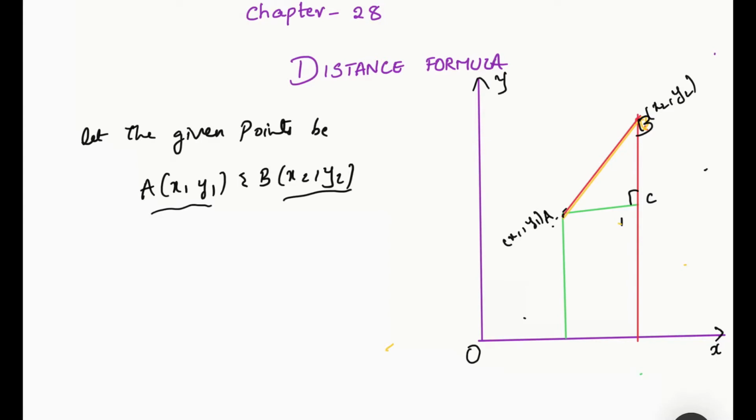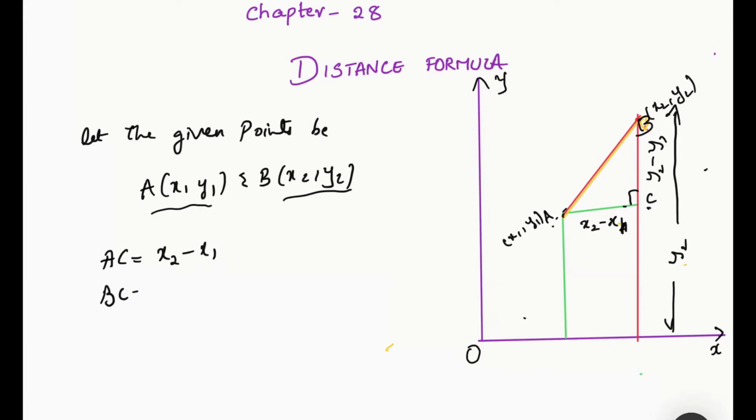From the figure it's clear to us what is AC. AC will be equal to, this whole thing is x2, right? x2 minus x1. And what is BC? BC will be equal to this whole part. This whole is y2, correct? If you want only this, it will be y1. So what will be this? y2 minus y1, right? So you can write AC is equal to x2 minus x1. Similarly, BC equal to y2 minus y1.